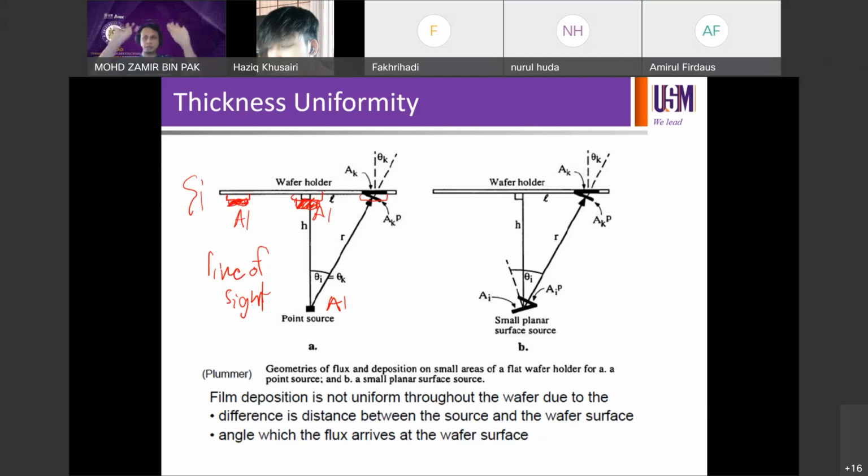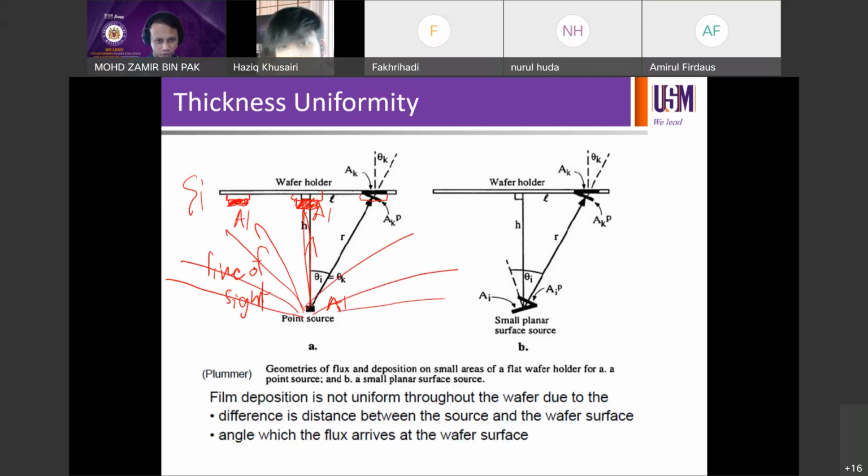If the holder is too big and you have to put your samples too wide, out to the edge, because the deposition is line of sight, it's not like that, not like that, it just goes straight. So the one in the center will get more material deposited, and as a result you get higher thickness in the center part compared to the side. So this is the uniformity issue that is normally experienced by the evaporation process.